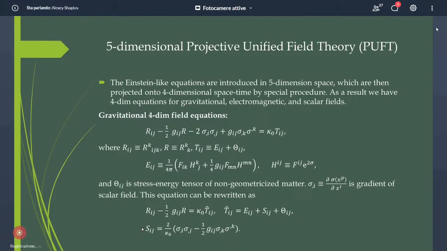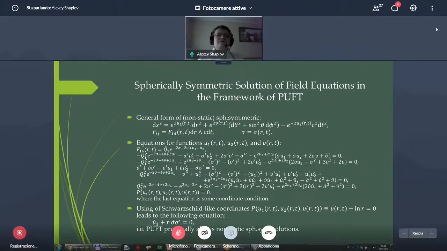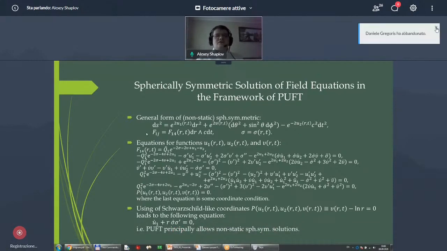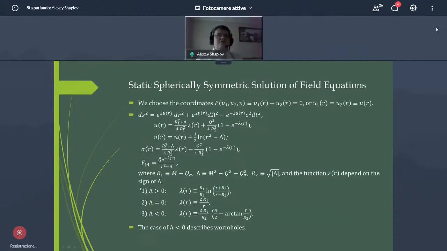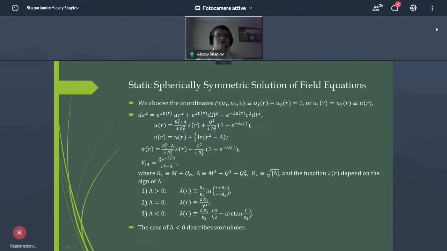Spherically symmetric solutions are exact solutions of the projective theory. The spherically symmetric metric has the following general form and leads to this system of equations. In the static case, we obtain the following solution. The first and second cases describe objects with sources and naked singularities, except one special case with Q_sigma and Q equal to zero. This case leads to the Schwarzschild solution.